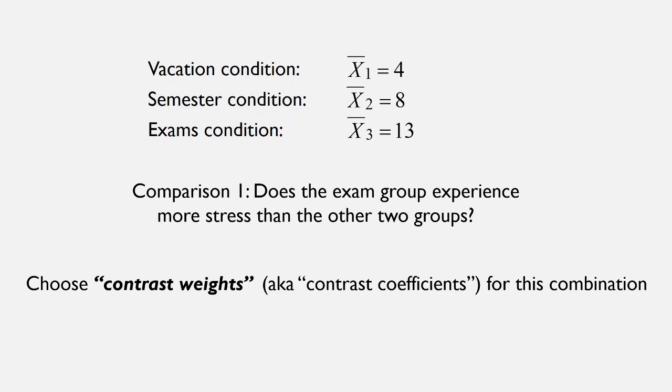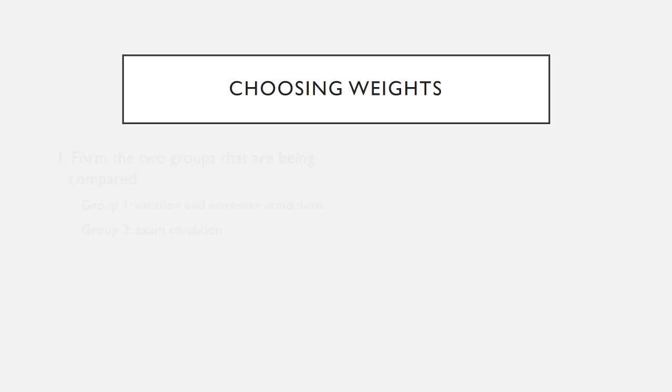Essentially, what we're going to do is create a center around 0, and we're going to artificially create a numerical weight that places vacation and semester on one side of 0 and the exams on the other side. We say that these are weights because we need to achieve numerical balance of the groups that are on the plus side of 0 and the groups that are on the negative side of 0. Okay, this sounds a little bit complicated, and it is, but I'm going to show you how this ends up working.